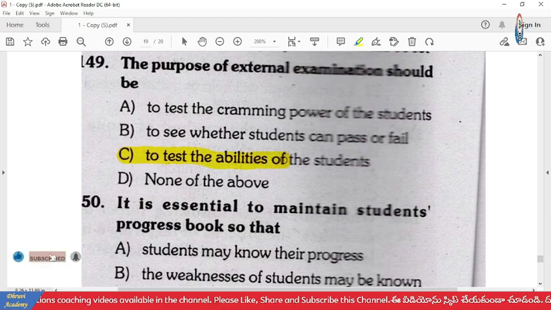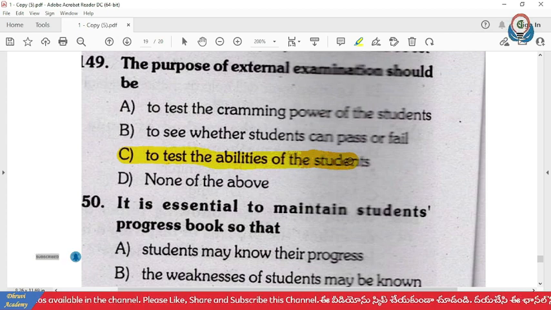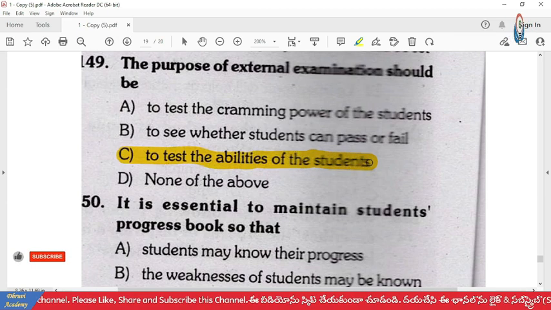What are the abilities of the student? మన స్టూడెంట్స్ ఎబిలిటీ టెస్ట్ చేయడానికి మనం పెడతాము. సో ఇట్స్ ఆన్సర్ ఇస్ C.